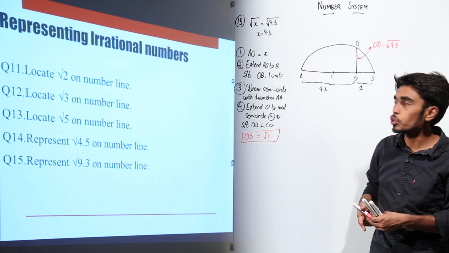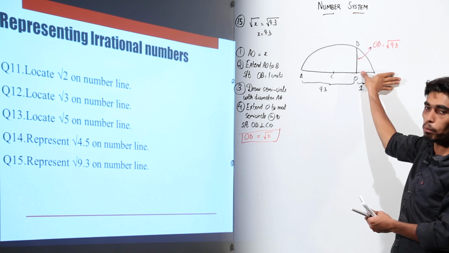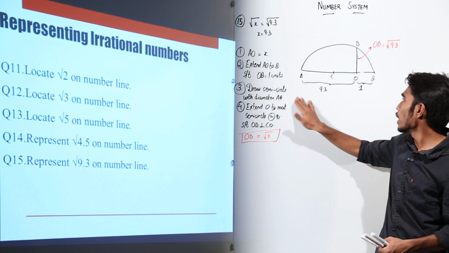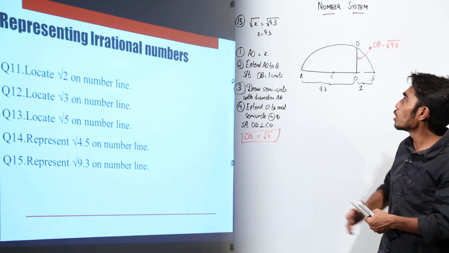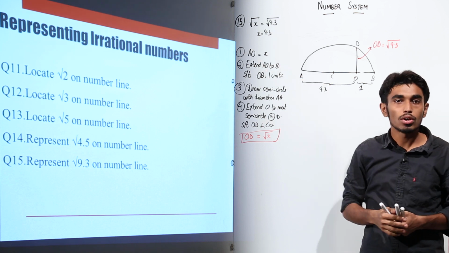What we need to do is put our compass and pivot it at O and transfer this onto the number line. Make the number line with its axis coinciding with AB. So this was the method to represent any irrational number which has a decimal expansion on a number line.